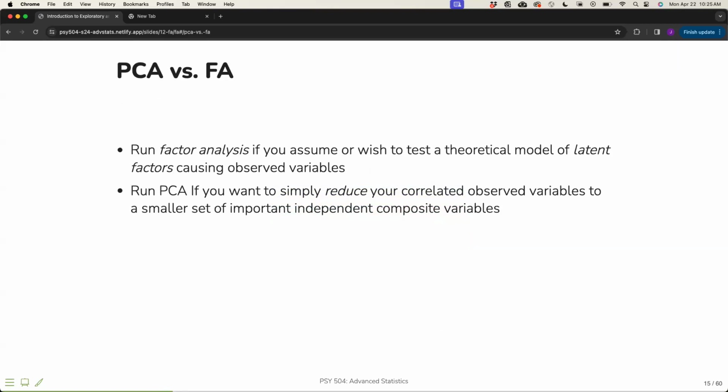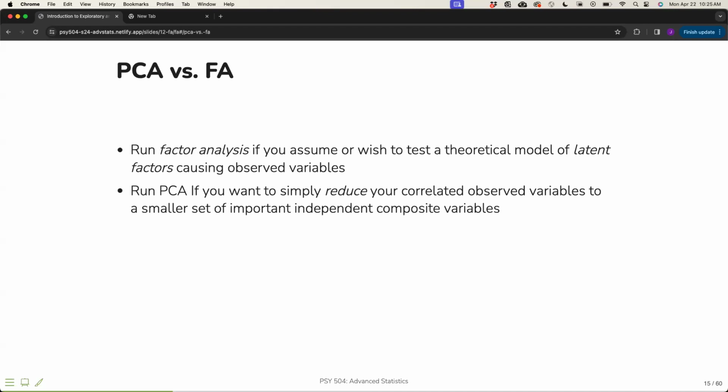If your goal is to just reduce your data to the smallest number of components that explain the maximum amount of variance, then run a principal components analysis. So again, if you just want to reduce your data, run PCA. If you're interested in some theoretical constructs or testing models and latent constructs, run a factor analysis.